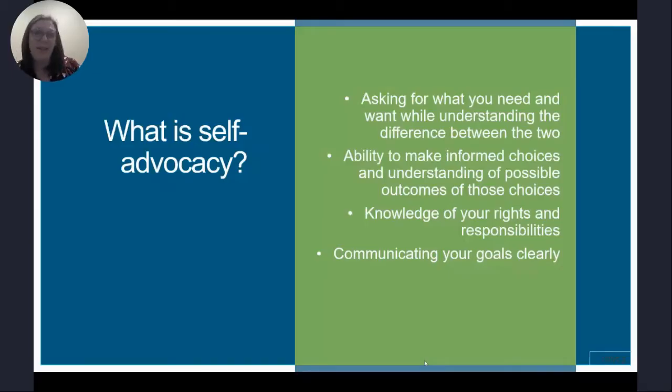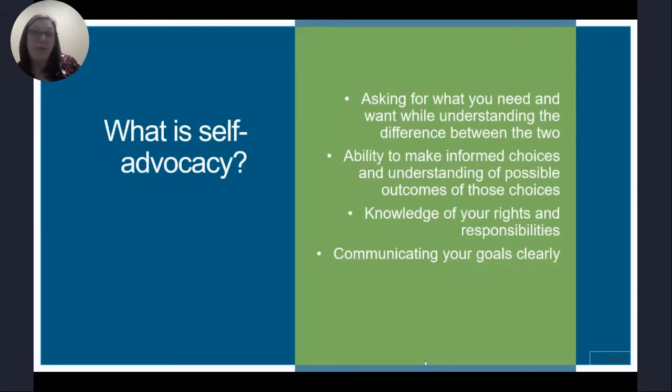So first, what is self-advocacy? Advocacy for yourself is asking for what you need and what you want while understanding the difference between the two. What you need is the absolute necessities. You need quality care, you need safety, you need to have your illness or disease treated properly according to at least the standards of care. What you want is proper bedside manner. You want to have all of the research options open to you or things like that. So there's a varying difference between those two, necessity being need and desire being want.